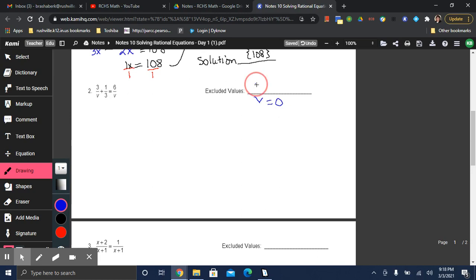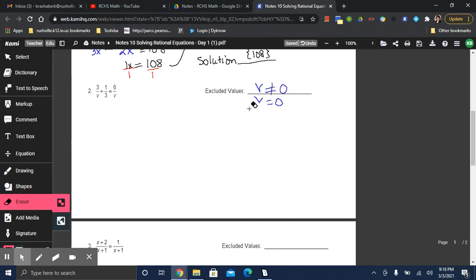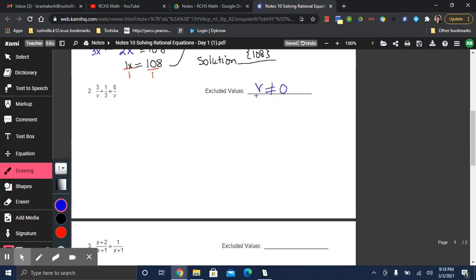So that means that our excluded value is v, and I'm going to put a not equal 0, and I'm actually going to erase this work because we really didn't need to show it. And I don't want that to be confusing. So our excluded value is v cannot be a 0.